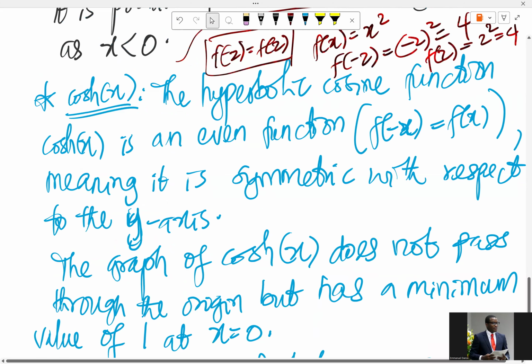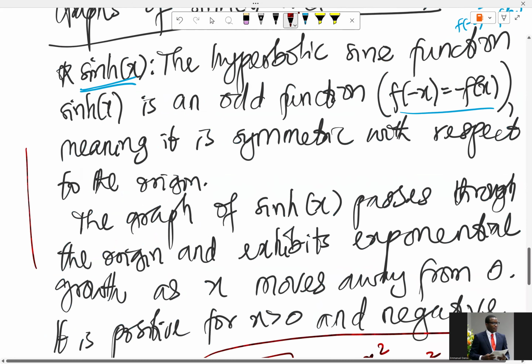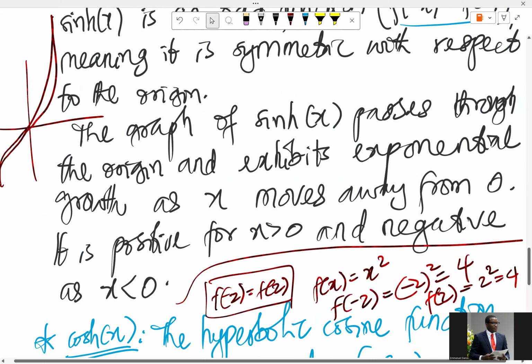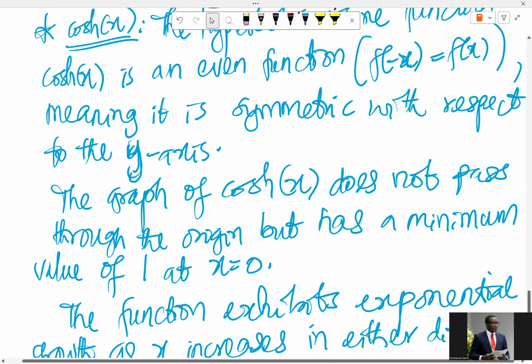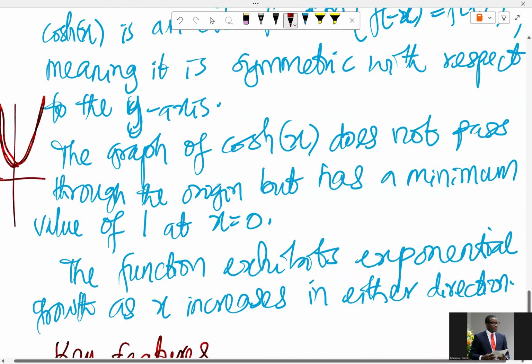So remember, for sinh x, it's something like this. You have something coming, enters here, and it keeps growing the other way. Whereas for cosh, it's something like this. At x equals 0, this is the minimum, then it comes and keeps growing on both sides. So that's the idea of exponential growth.